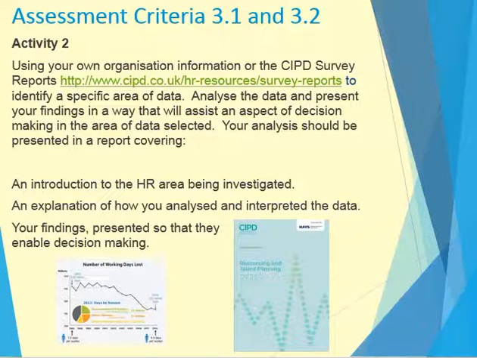Activity 2 covers assessment criteria 3.1 and 3.2. This one asks you, using your own organisation information or the CIPD survey report available through this link, you need to identify a specific area of data. You should analyse the data and present your findings in a way that will assist an aspect of decision making in the area of data selected.